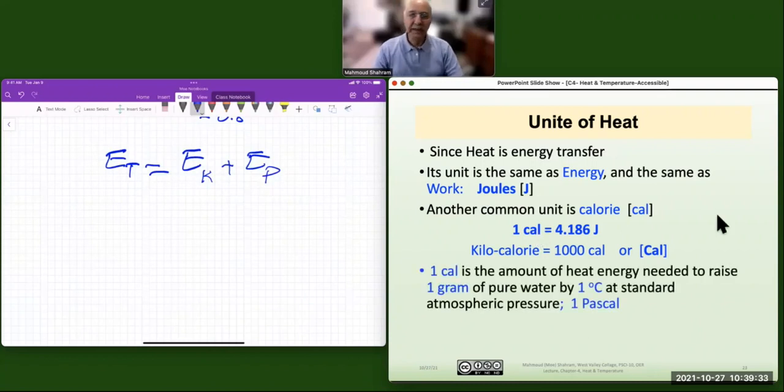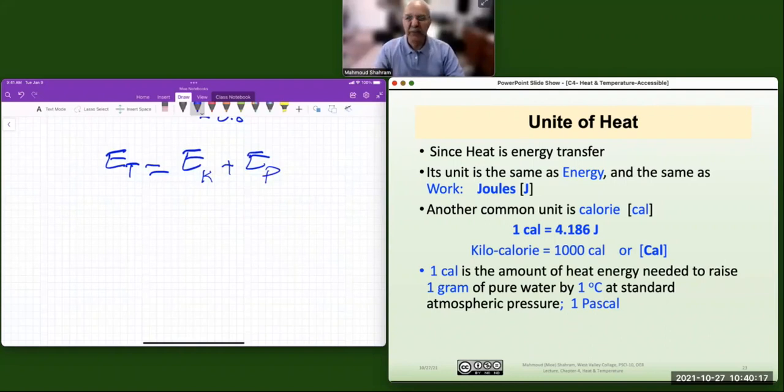Okay, so what is that? Well, it must represent something, right? 1 calorie is how much heat energy you need to raise the temperature of 1 gram, a tiny little gram, of pure water by 1 degree Celsius. So that's the definition of 1 calorie. Now, you have to do it at atmospheric pressure.